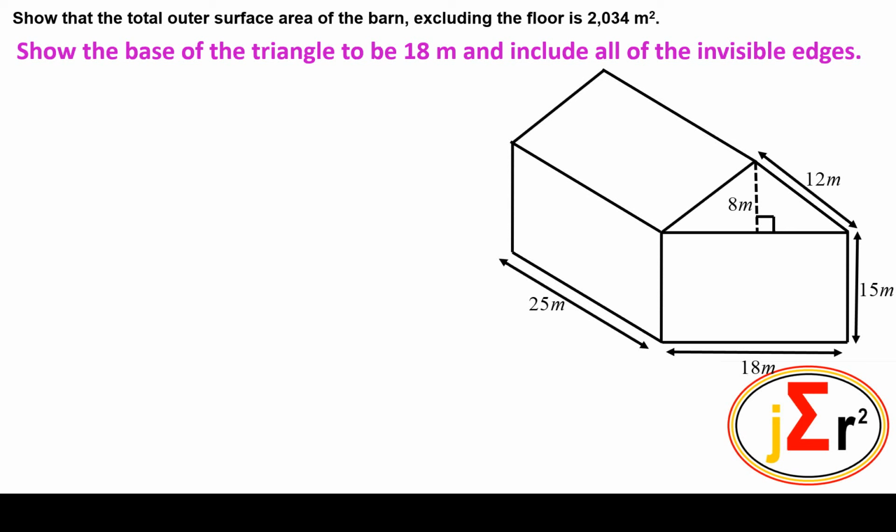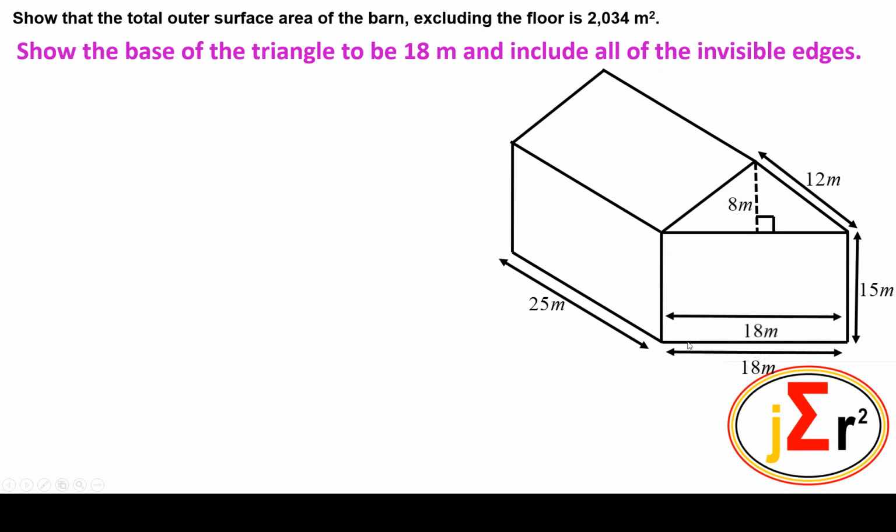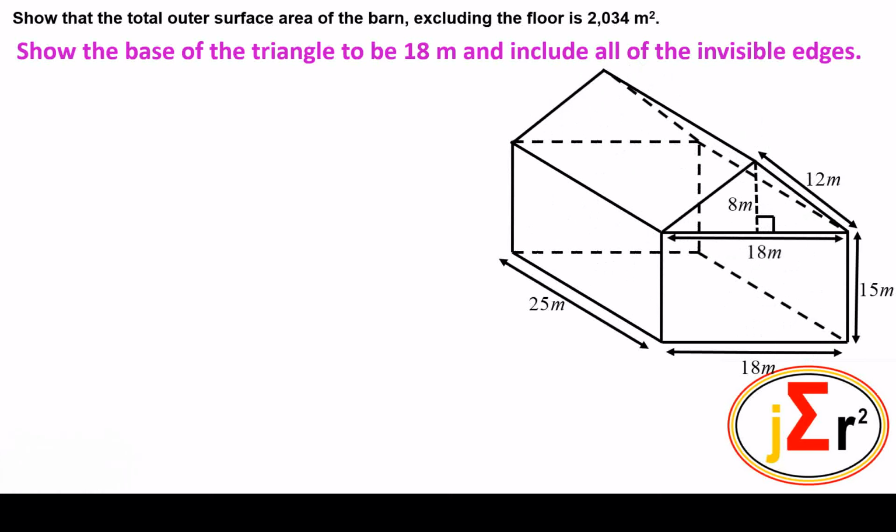If we include all of the invisible edges of the barn, we'll also show that the base of this triangle is 18 meters, being opposite to this side, which is 18 meters. 18 meters for this side, 18 meters for the base of the triangle, and we will include all of the invisible edges of the barn, so that when we are finding the individual areas, we can have a good visual representation of the faces, or we may say sides of the barn that we are addressing at this specific moment.